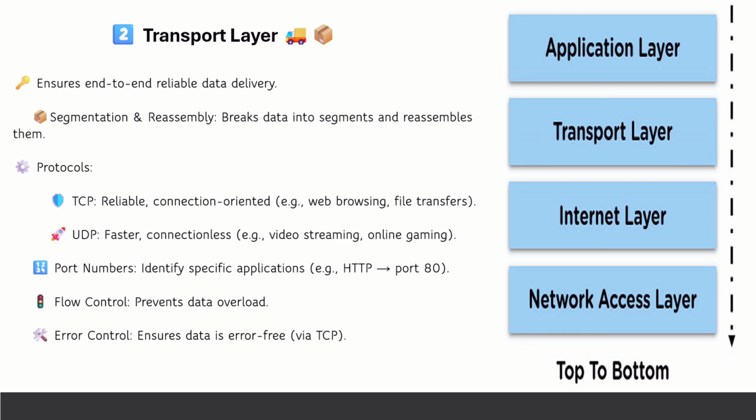Segmentation and reassembly. The transport layer divides data into segments for transmission and reassembles them at the destination. Flow control manages the rate of data transmission to prevent the sender from overwhelming the receiver. Error control detects and corrects errors that may occur during transmission, primarily with TCP.